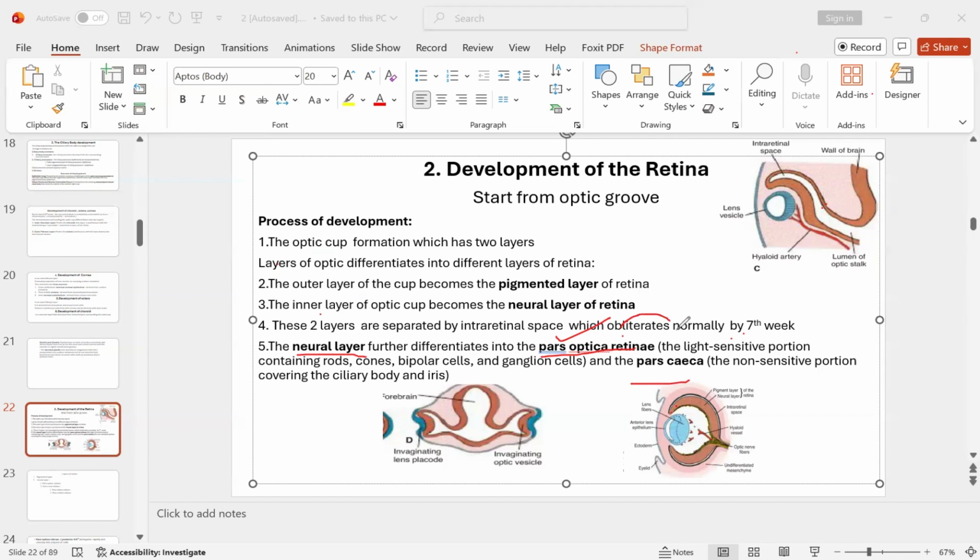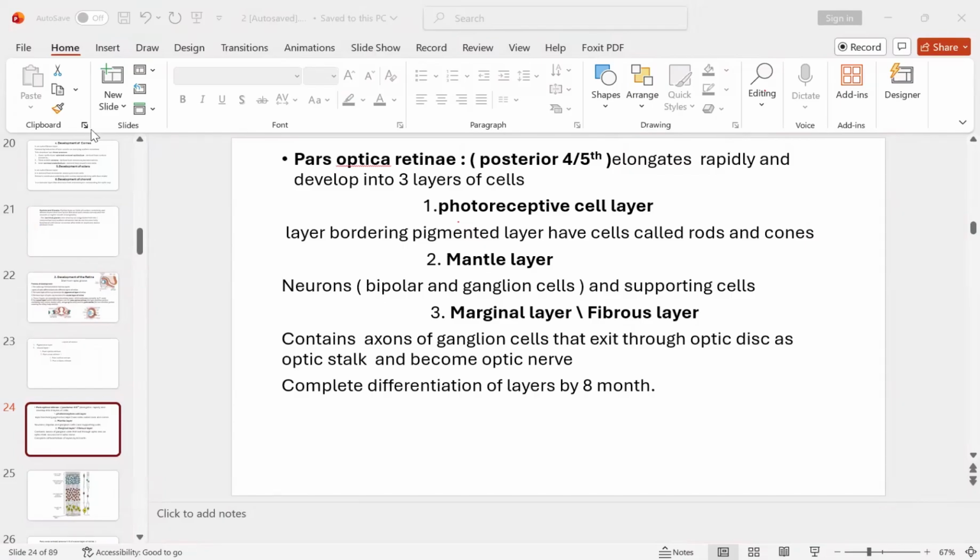Pars optica retini is the light sensitive portion and it is composed of rods, cones, bipolar cells and ganglion cells. Pars ceca retini is non-sensitive portion and it is covering the ciliary body and the iris. So let's now move to the pars optica retini. So let's start pars optica retini.